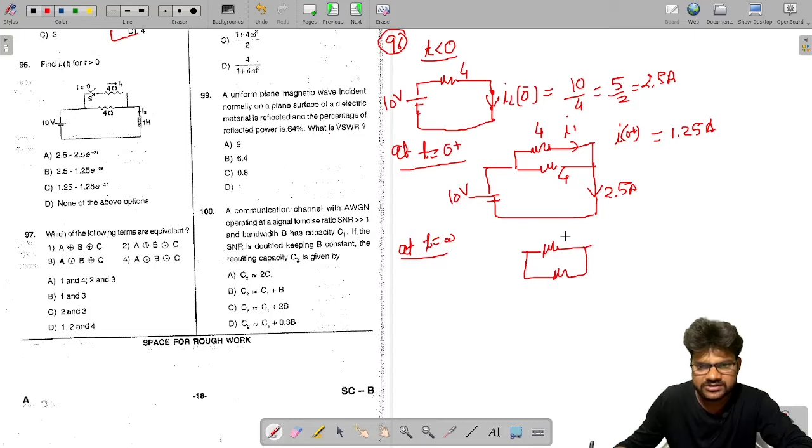So these two resistors are there, 4 ohm, and the current flowing in this 4 ohm, let's call it I infinity, right? Now again this inductor is shorted because it will be fully charged. Now this 10 volt battery is connected there. Let us find out this I infinity now.